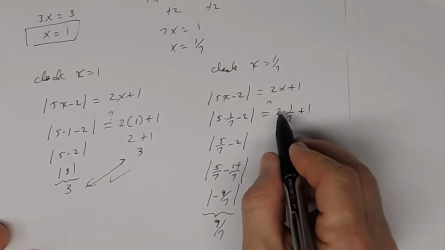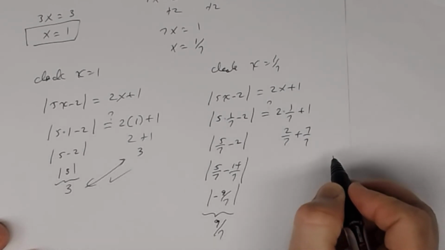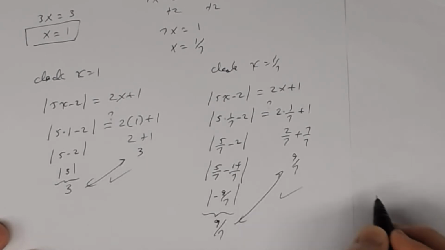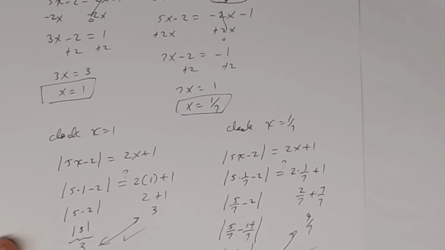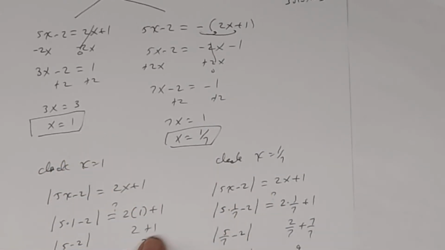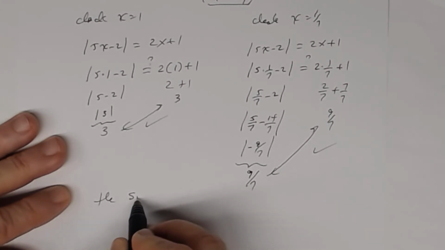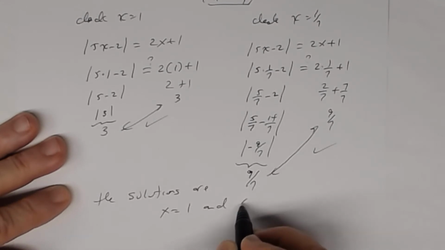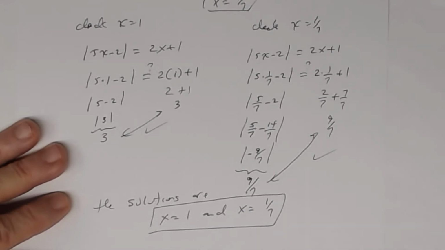Now let's check this side. So 2 times 1 seventh is 2 sevenths plus, and then 1 I can write as 7 over 7. And then 2 sevenths plus 7 sevenths is 9 sevenths, and notice they are equal. So in this situation, both of those solutions work. So I don't have any extraneous solutions. So you checked for extraneous solutions. Here's your work for checking, and then you saw that both of them work. So the solutions are x equal 1 and x equal 1/7. Okay? All right, so that's number 2.